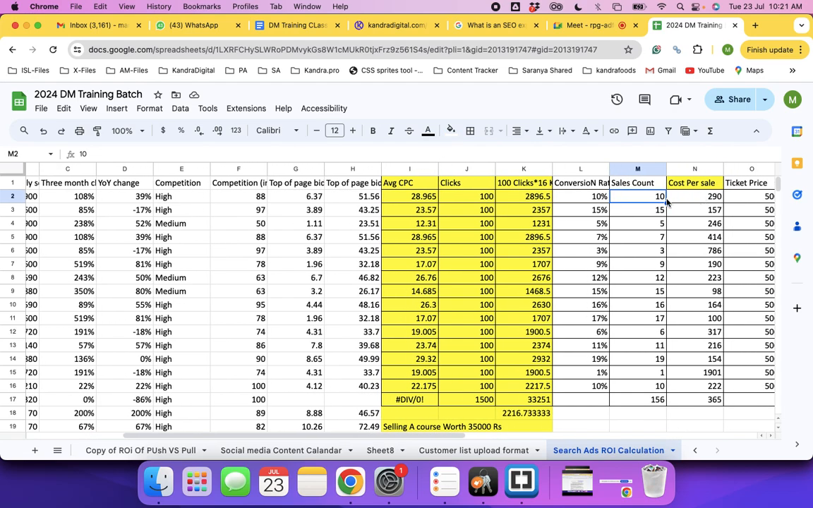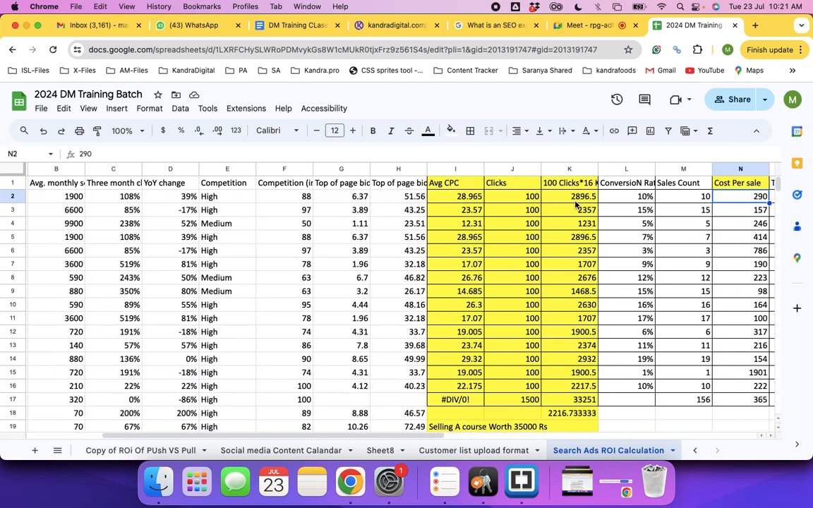So now 10 sales, so the total price divided by 10 sales is going to be the cost per acquisition, which is 290 rupees. Did you all understand that? Cost per acquisition is 290 rupees. So you have spent 3000 rupees and acquired 10 customers. So 3000 divided by 10, right?